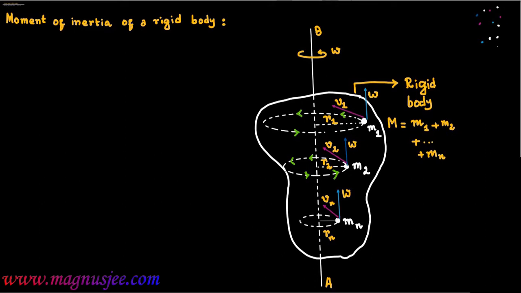Now the total mass of the rigid body is M, which is equal to m1 plus m2 plus dot dot dot plus mn, that is the sum of the masses of the constituent particles.